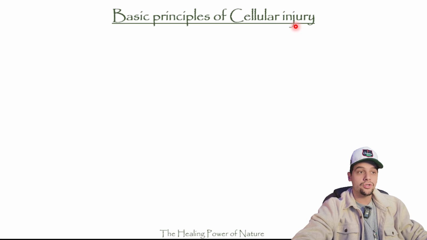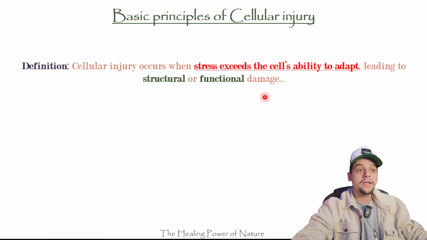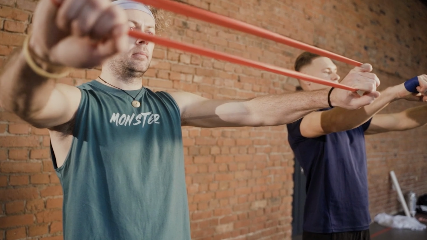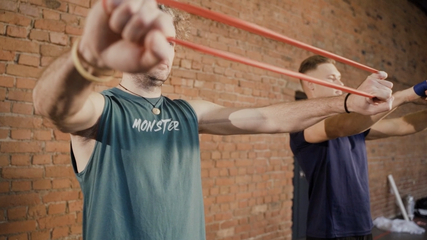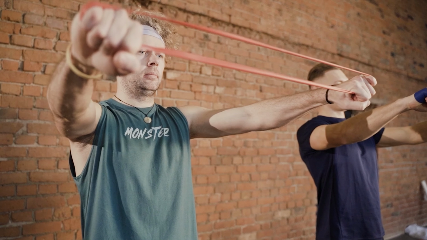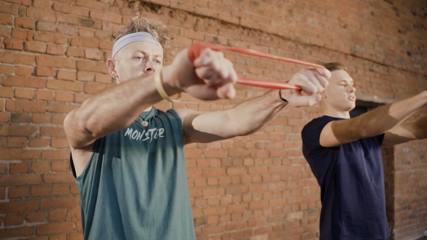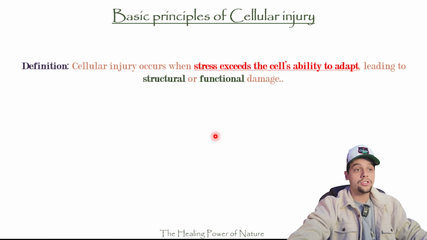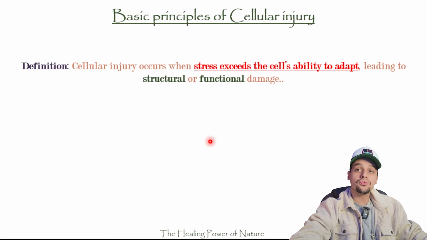Basic principles of cellular injury. Definition: cellular injury occurs when stress exceeds the cell's ability to adapt, leading to structural or functional damage. So think of a rubber band stretching too far. When you were in kindergarten, stretching rubber bands as far as they could go, there's a certain point of elasticity. Once you cross that threshold, the cell or the rubber band breaks, making it unusable and also unable for repair. So just like the rubber band, once cells reach a certain threshold, it is unusable and unable to repair. It's very crucial you understand that topic.